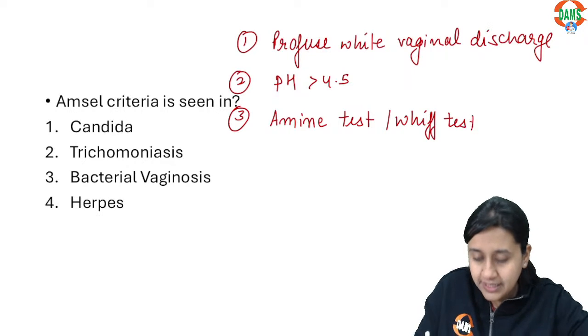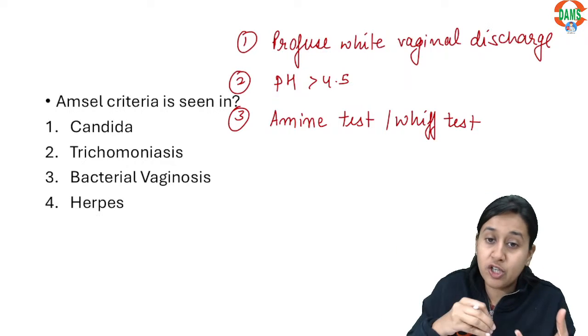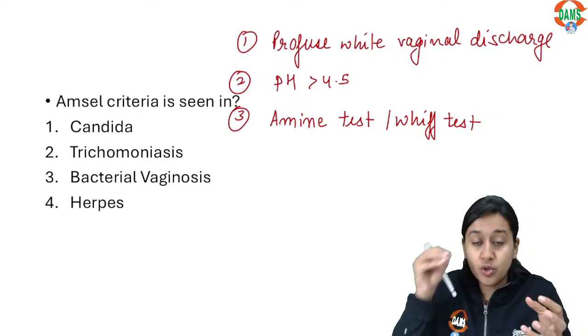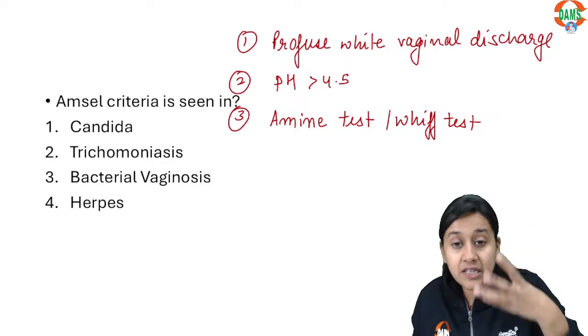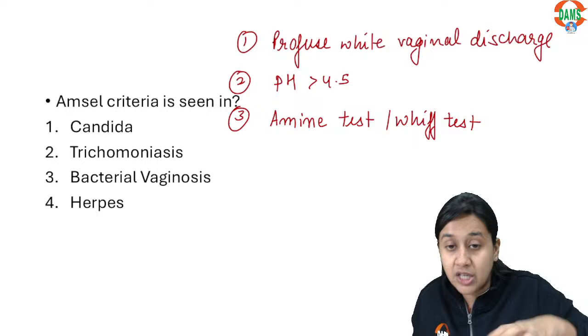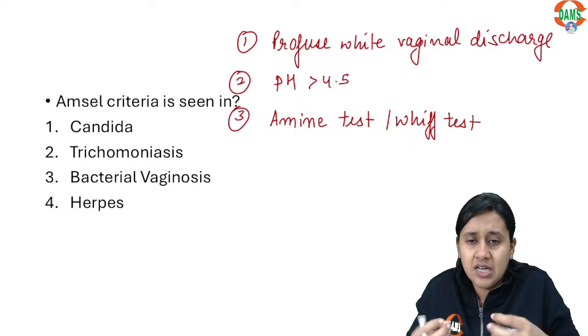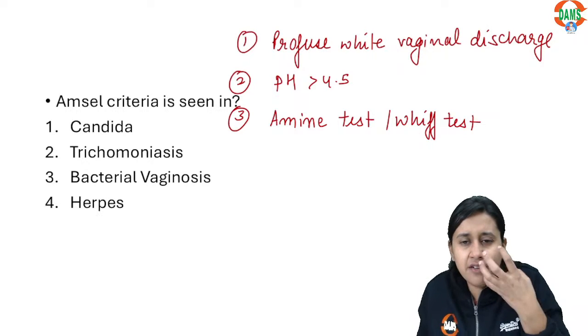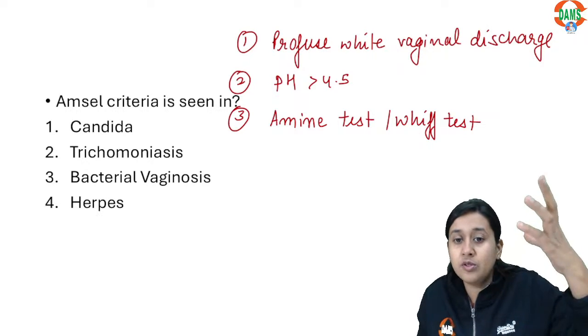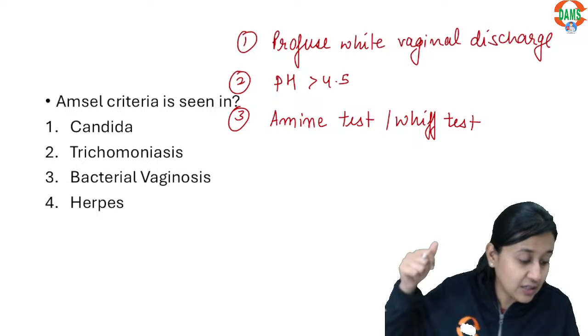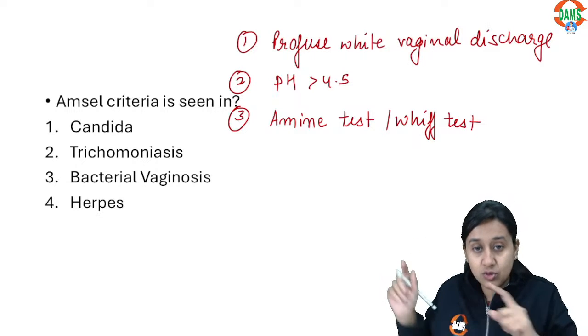So what you do is, you take the vaginal discharge, you put a little bit of KOH in it, and when you put the KOH, what happens? The bacteria which are present in the vaginal discharge convert the KOH into amine. This is known as the amine test. And when this amine is produced, it is very foul smelling, so a gush of foul smell comes out. So this is known as the whiff test. Amine test or whiff test.